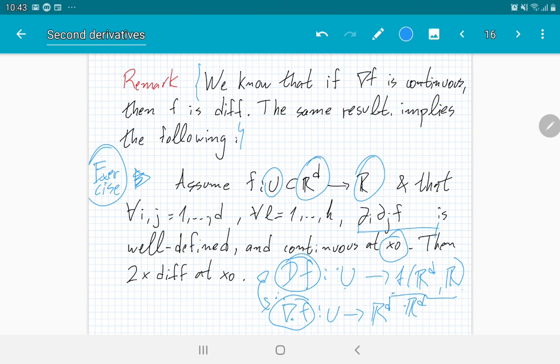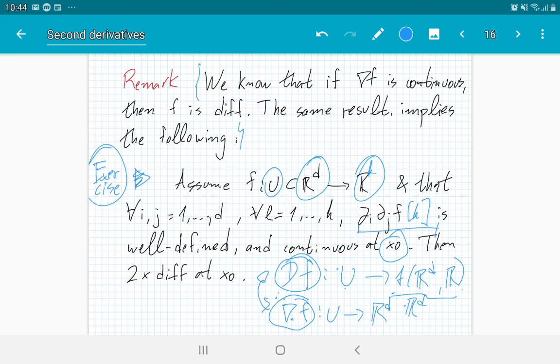Okay? So that's a good thing because now we know how to take second derivatives of a lot of functions from R^d to R, or from R^d to R^k as I put before. Because all we have to check is that these functions, well, their coordinates, have continuous second derivatives at all points, and that's enough to ensure differentiability.